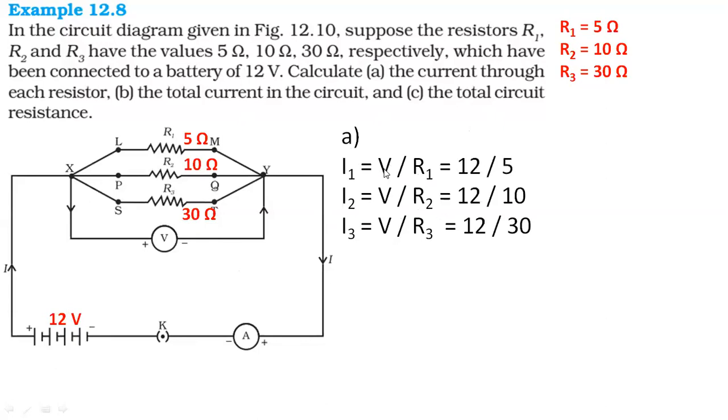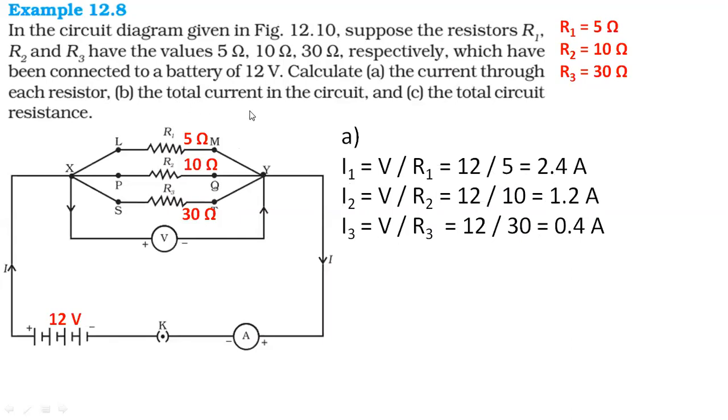So I can put the values there. V value is 12, so I will keep 12, 12, 12. And R1, R2, R3 are 5, 10 and 30. We can divide them now. 12 by 5 is 2.4, and in the same way 12 by 10 is 1.2, and 12 by 30 is 0.4 ampere. So that is the current value for I1, I2 and I3. So we have got the answer for the first question.